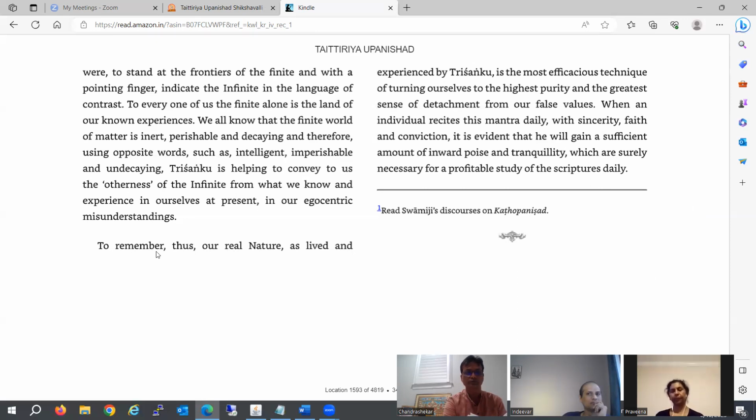To remember thus our real nature as lived and experienced by Trishanku is the most efficacious technique of returning ourselves to the highest purity and the greatest sense of detachment from our false values. When an individual recites this mantra daily with sincerity, faith, and conviction, it is evident that he will gain a sufficient amount of inward poise and tranquility, which are surely necessary for a profitable study of the scriptures daily.